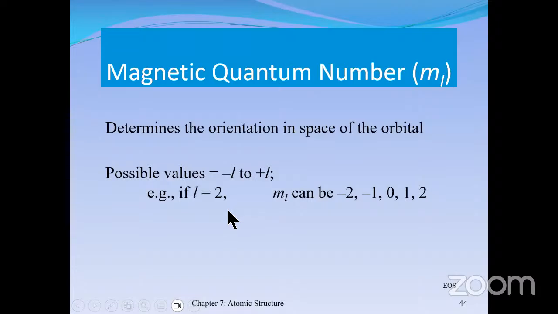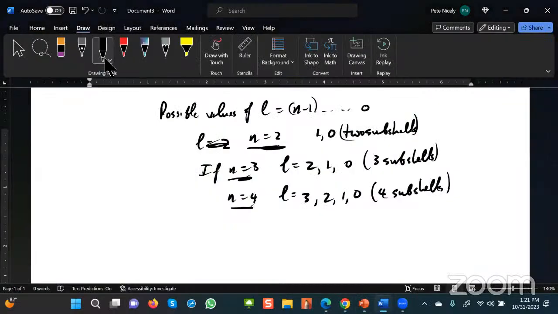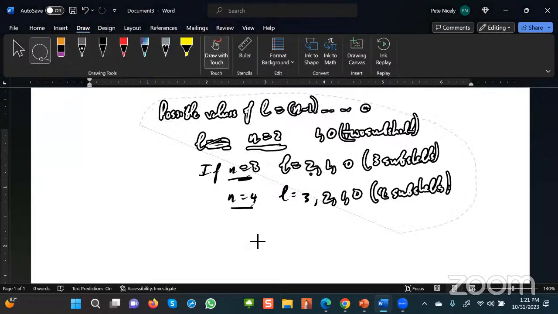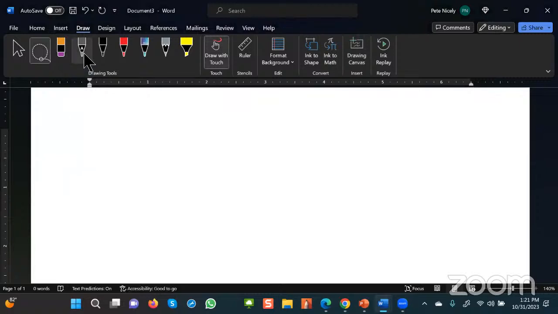Let me give another example. Let me go back to this right here. So when it comes to the L values, as I said before, I'm sorry, not the L values, the ML values.